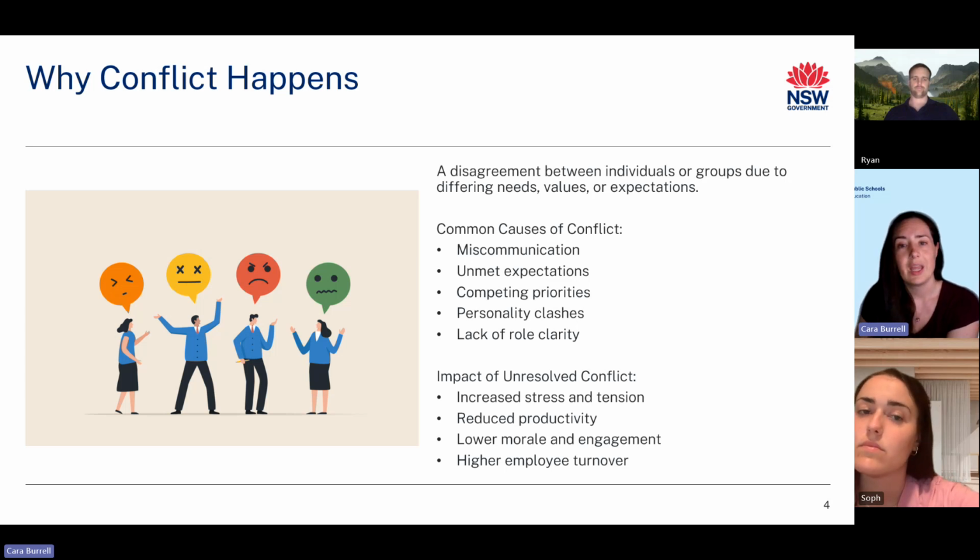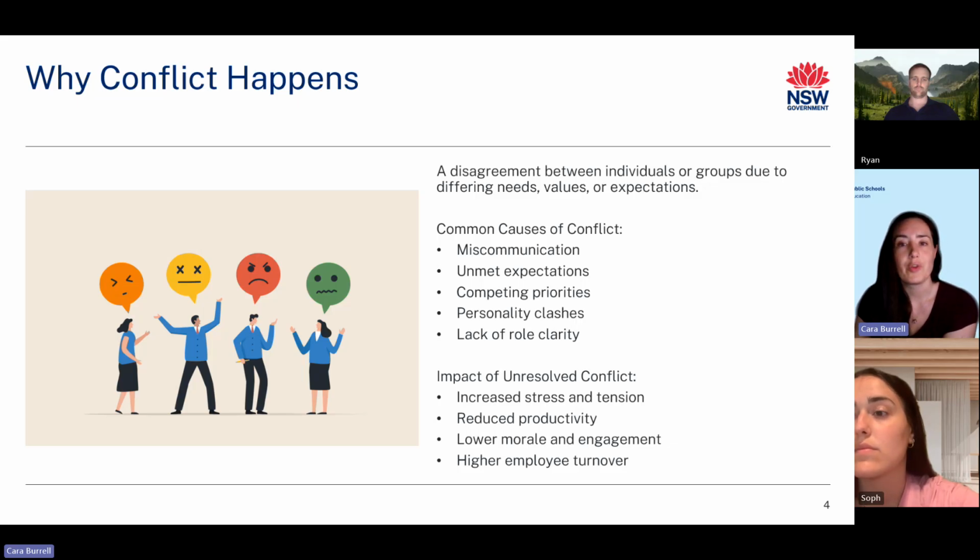And lastly, employee turnover increases. If people feel their concerns are not being addressed or that they're working in a toxic environment, they can leave for another job. And this leads to higher recruitment costs for the organisation.